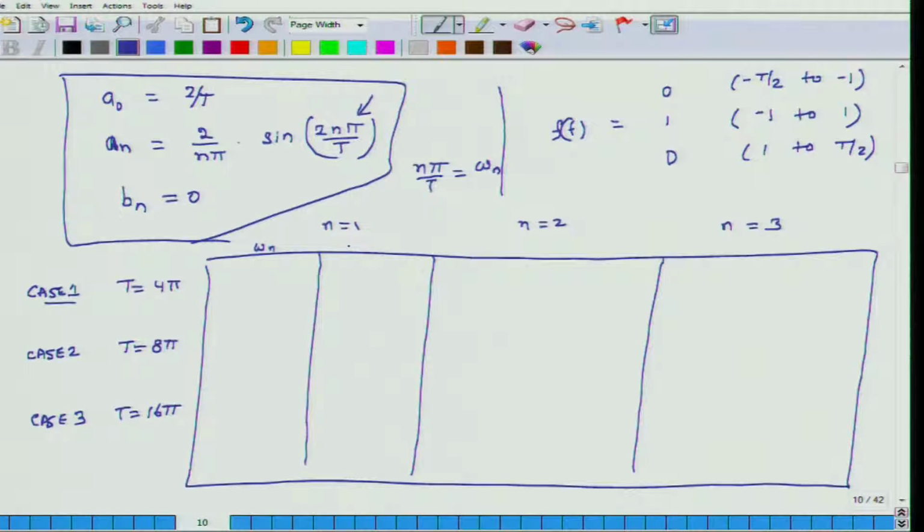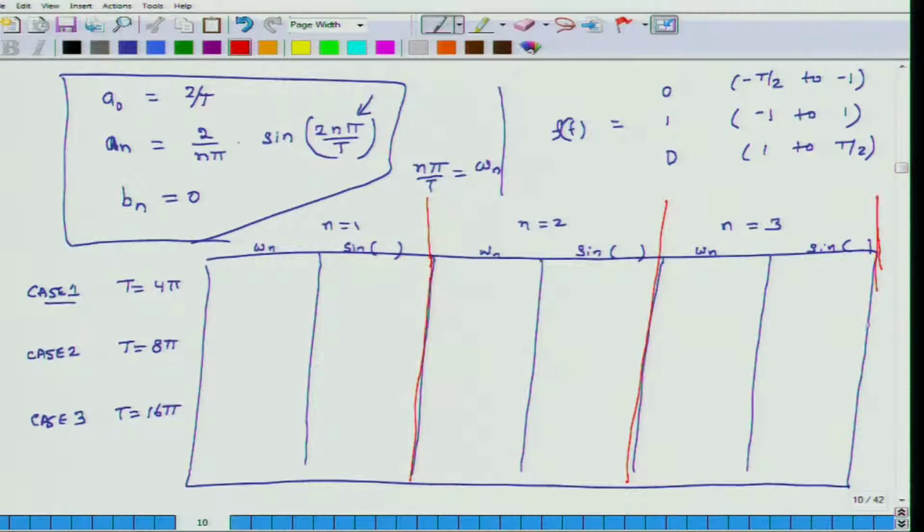and then we will also look at this sine term. Actually, we will not worry too much about the sine term, but it's the omega n which is important. Okay. Similarly, here also we will look at omega n and sine, and then omega n and sine. So just to differentiate, this is n equals 1, this is n equals 2, and this is n equals 3.